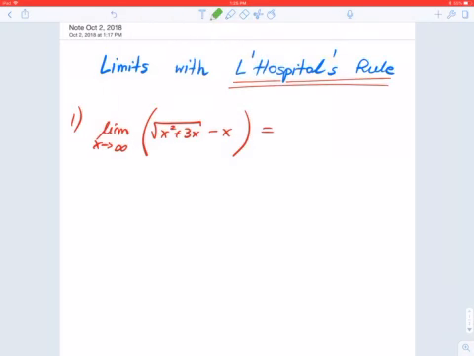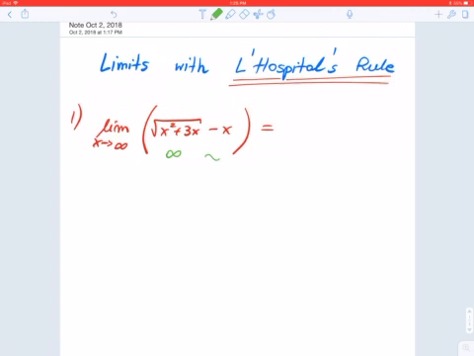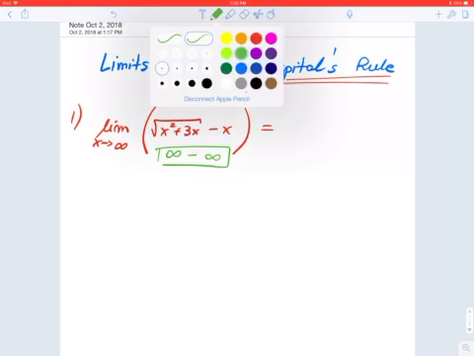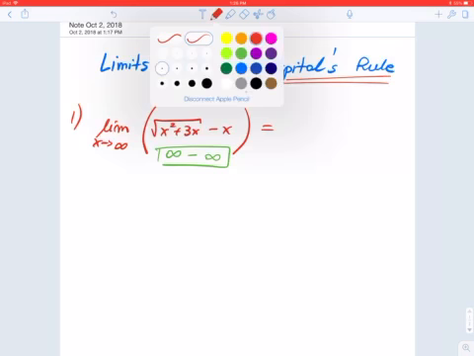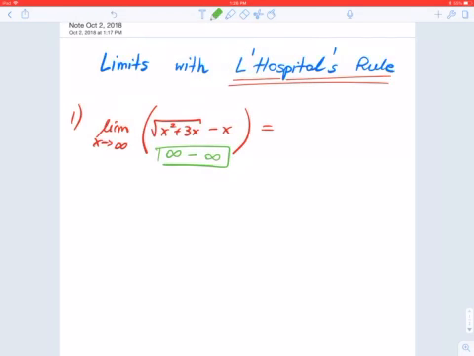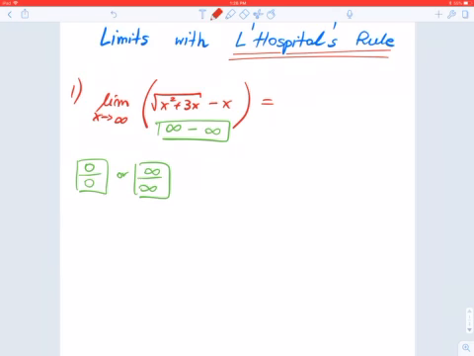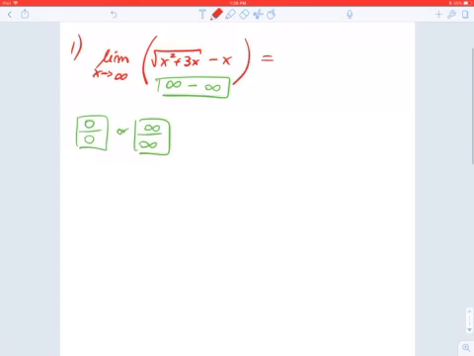We may notice that if x goes to infinity, the first function goes to infinity and the second function goes to infinity, and we do have a difference. Infinity minus infinity is an indeterminate form, however, it's not the form ready for applying the L'Hospital rule. We really need to see the form 0 over 0, the quotient form, or infinity over infinity. So now let's try to rewrite this expression and hopefully we can get one of these forms.